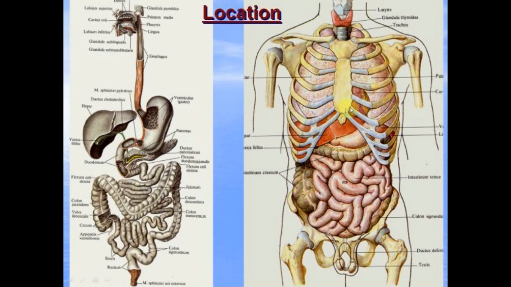Liver is located on the right side in the abdominal cavity. Pancreas is not visible because it's located under the stomach.